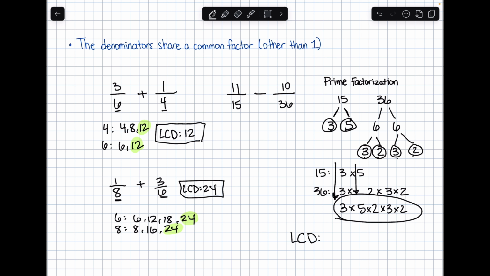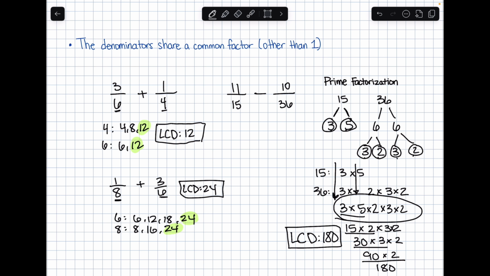3 times 5 is 15. 15 times 2 is 30. 30 times 3 is 90. And 90 times 2 is 180. So my least common denominator is going to be 180. That would have taken a long time to get if we were skip counting those out.